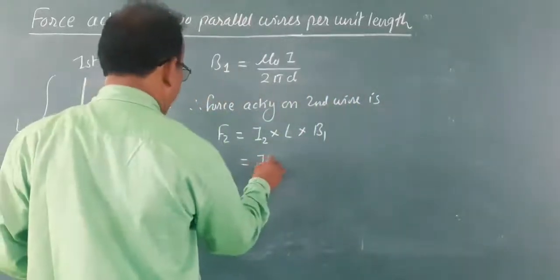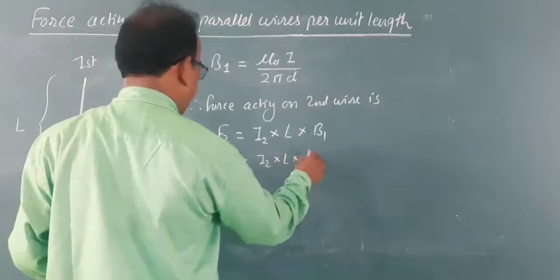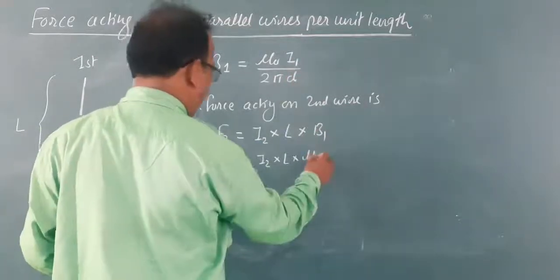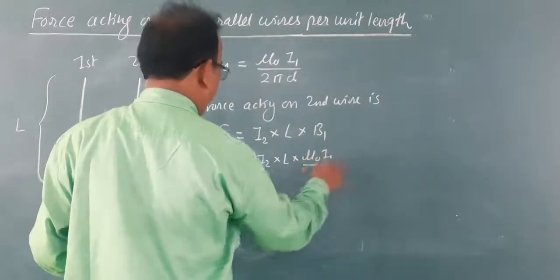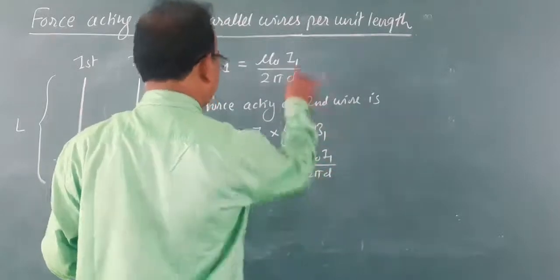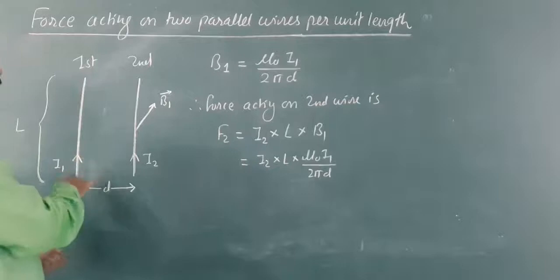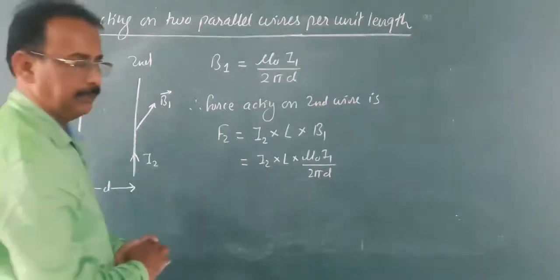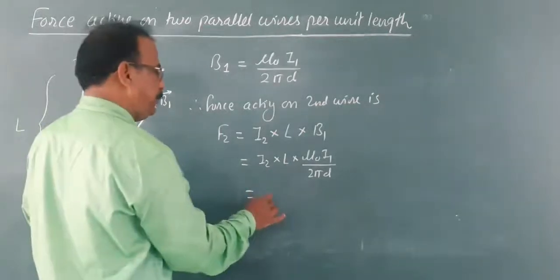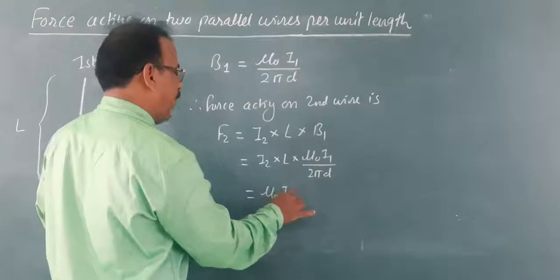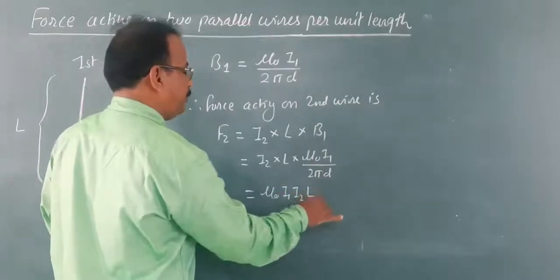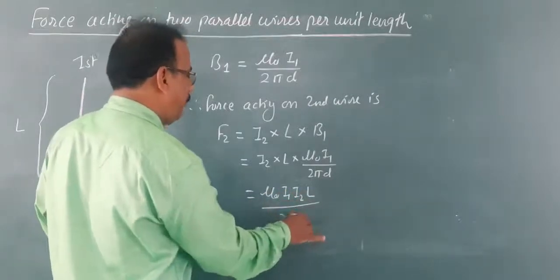Writing down the value of B1, we get F2 = I2 into L into mu 0 I1 upon 2 pi D. Here I1 is the current through the first wire, producing this magnetic field. So F2 = mu 0 I1 I2 L upon 2 pi D.